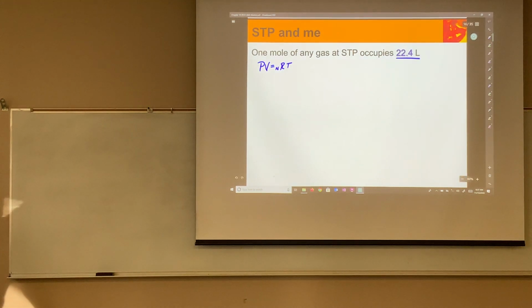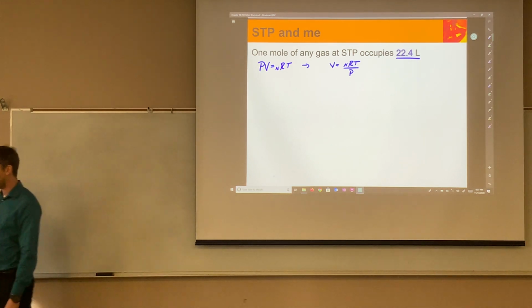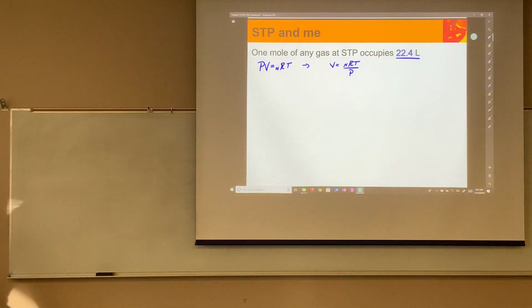So remember, we're saying that this is the volume that an ideal gas occupies, right? So if we take a minute to rearrange our equation here, V equals nRT over pressure, right? And we know that the answer should be 22.4, right? So let's see if our math works out properly.